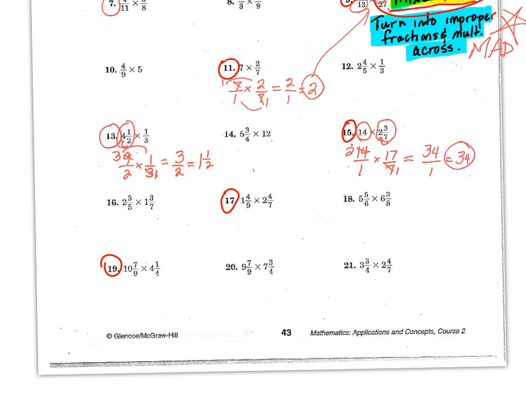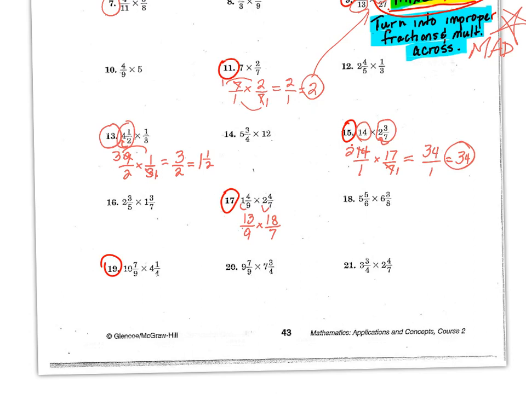Look at number 17. Number 17 is a mixed number times another mixed number, right? So what we're going to do is get MAD on both of them. 1 times 9 is 9, plus 4 is 13 over 9, times 2 times 7 is 14, plus 4 is 18 over 7.